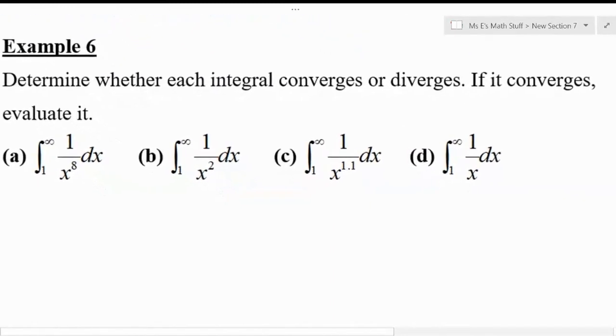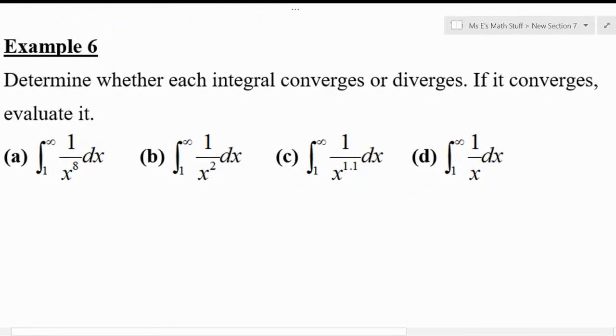Okay, so for example 6, determine whether each integral converges or diverges. If it converges, evaluate it. So see how it goes. Check in with me in the next video.